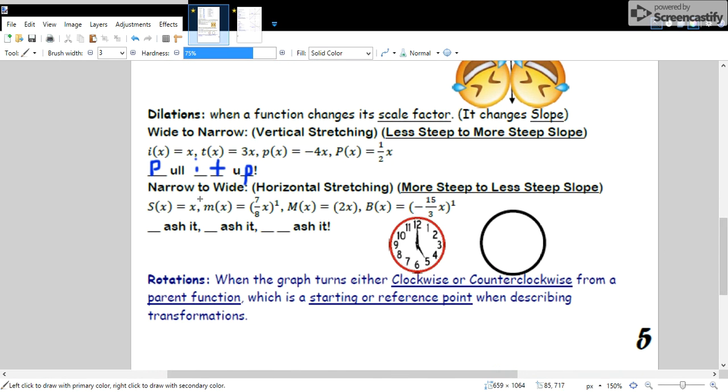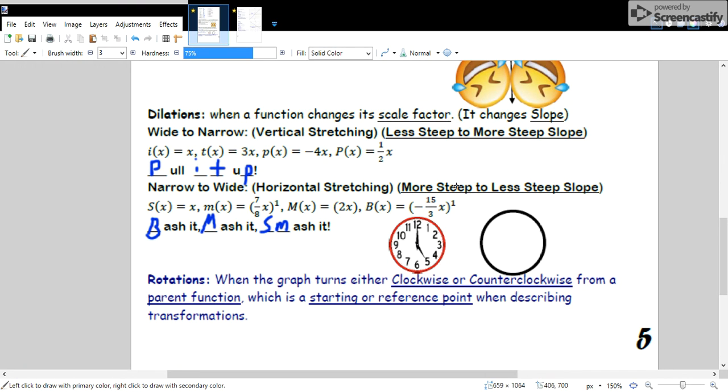Now the next one we have narrow to wide. That's also known as horizontal stretching. It will be more steep to less steep slopes. So pause the video, see if you can order this right here, from greatest to least. This should be your secret phrase.